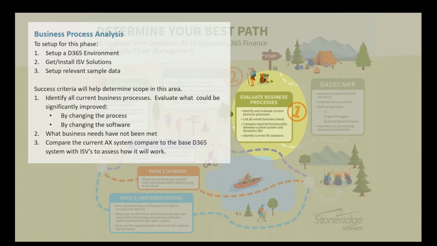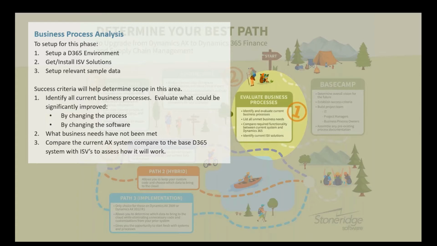So what we want to do is set up that environment. We want to make sure that we have the ISV solutions, or the current versions, there as well, and even start setting up sample data, because when we start going through the business process analysis, this expedites those conversations with your team. We're not talking about bicycles or speakers, for example, in demo data. We're talking about your real data as we go through this. What we're trying to do is focus on the success criteria to help determine the scope for this, right?